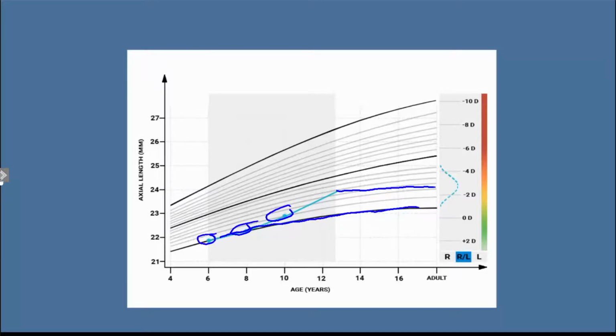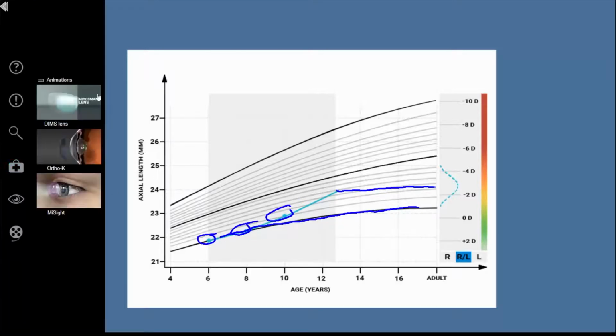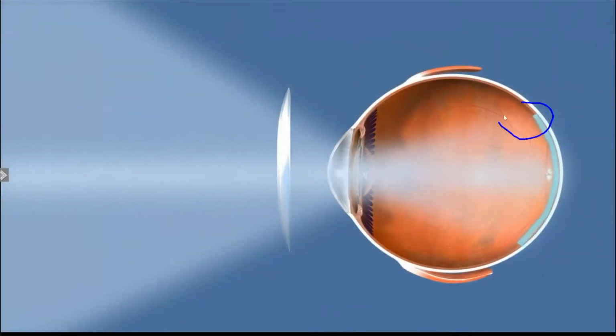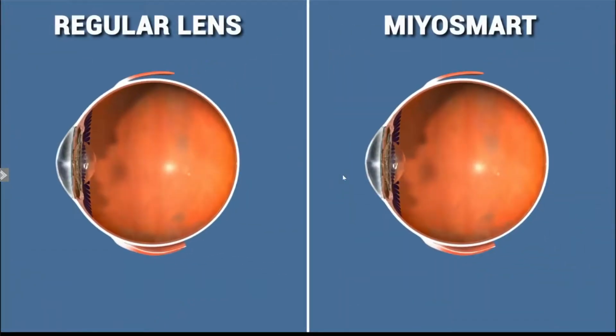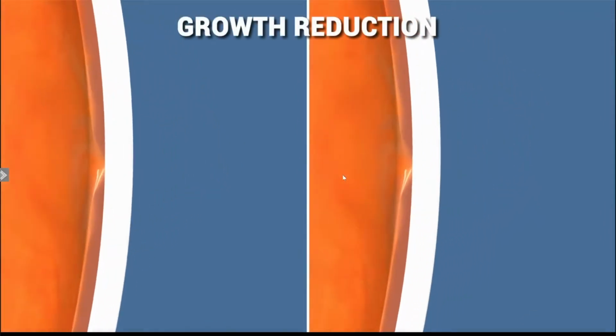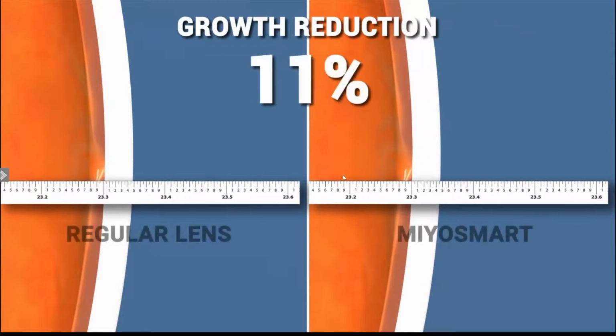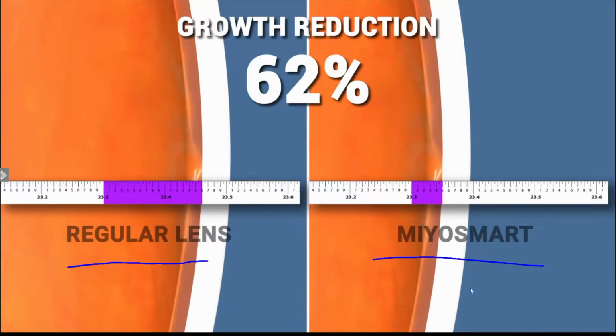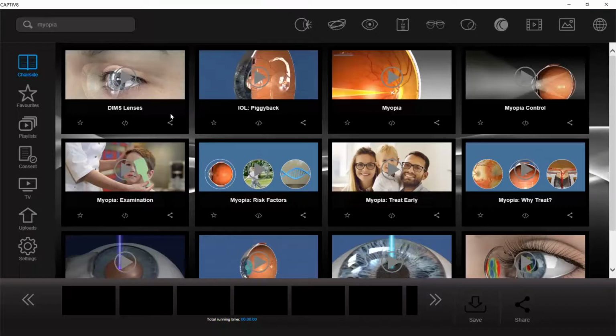And my final area of discussion within these snippets of smaller animations is the treatments. And we cover 3 treatments here: soft lenses like the MySight lens, DIMS lens like the MioSmart lens, and of course Ortho-K. What's great about this animation here is we show that key question that parents want to ask is, how effective are they? When we talk about myopia progression control, patients really don't understand it, but this shows clearly how a regular lens and MioSmart lens will differ in terms of changes in growth.